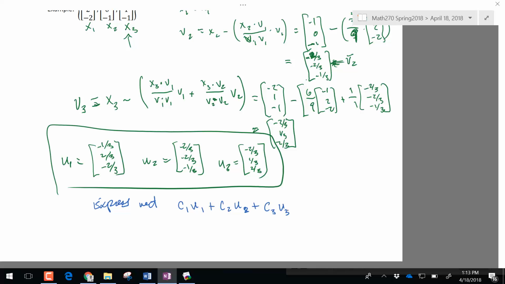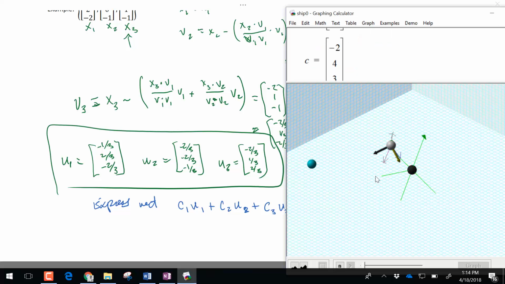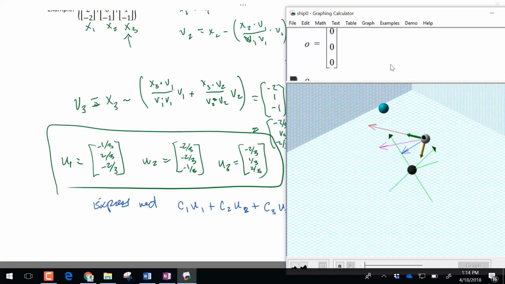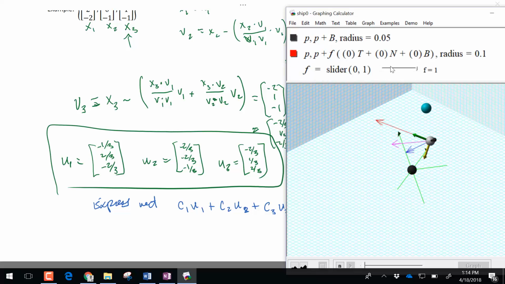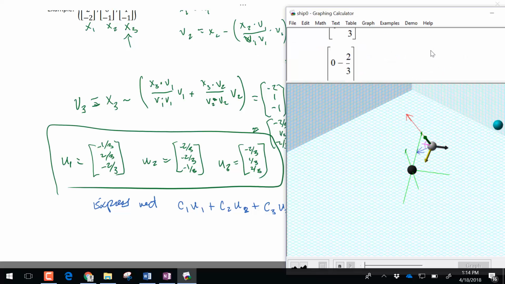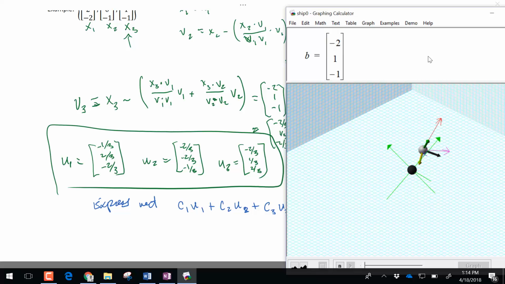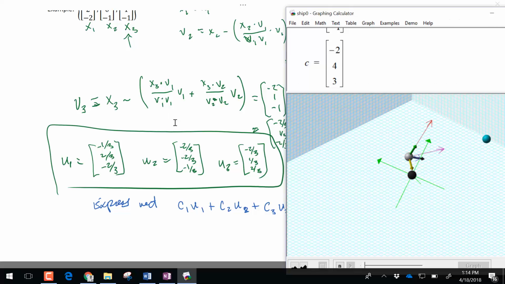Now, to do this, first of all, I need to know what my vector is. So let's say my new vector, so I want to target that vector. So I want to create a vector from my position to that blue vector. My position is P, my position is 1, 1, 1, and then my new vector is -2, 4, 3. And I just made that up, okay?